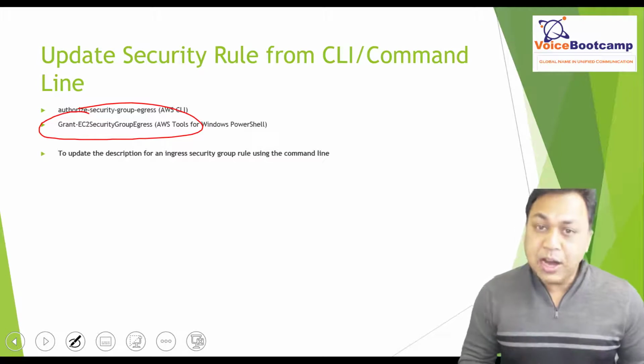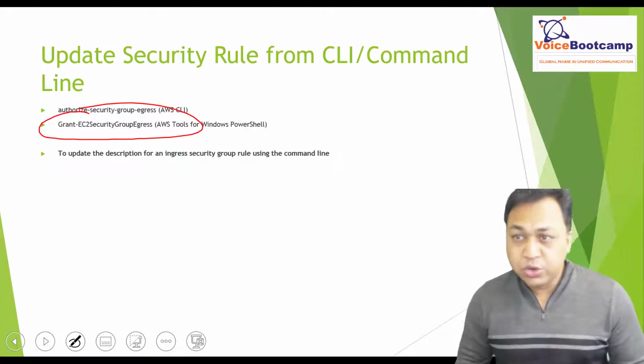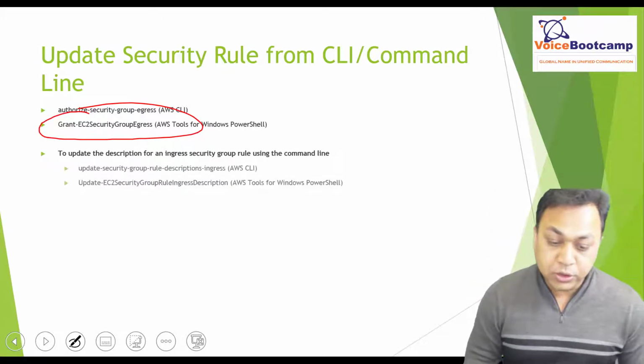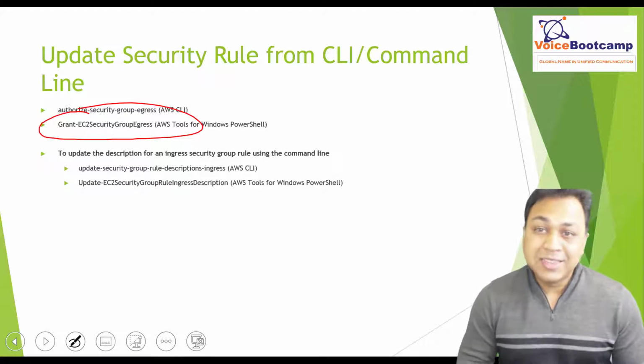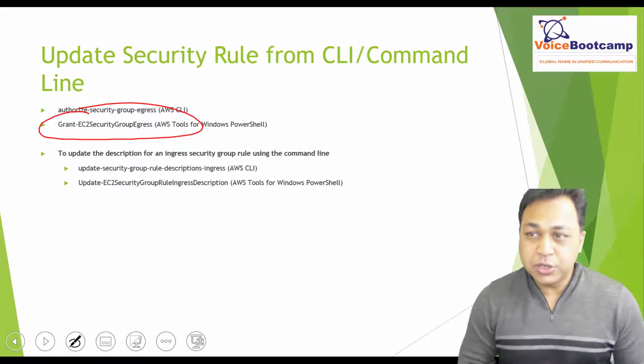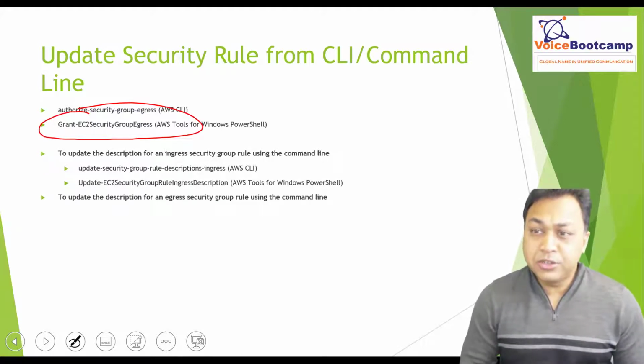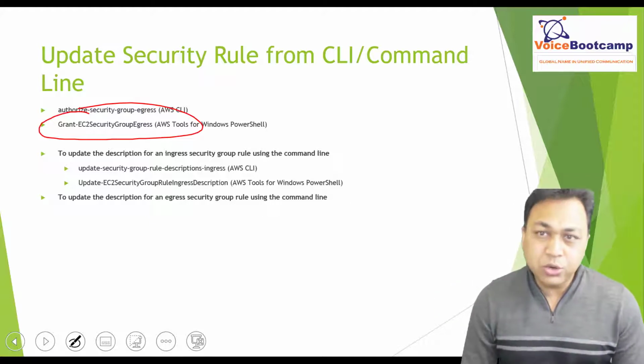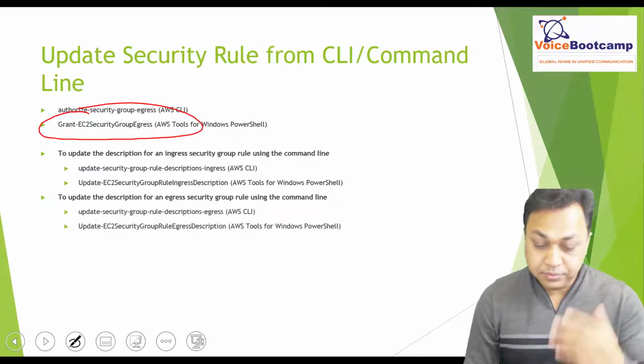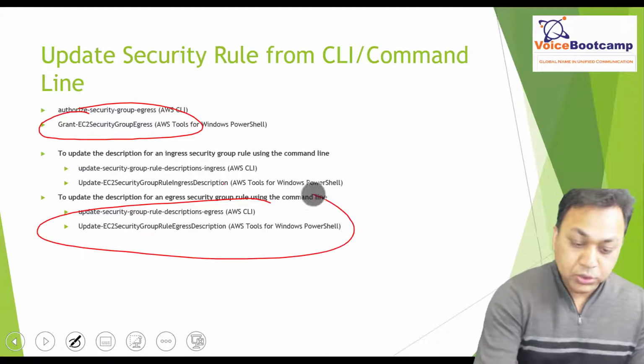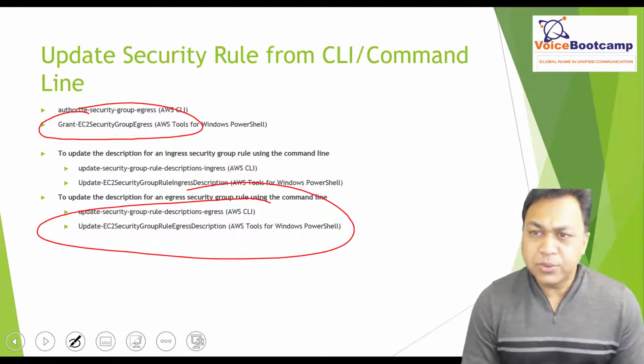Now if you want to update the description of a security group, you can use the following two commands from the command line that allow you to update the description. If you want to update the description of egress, like outgoing interface rules, then you can do that right through these commands right there.